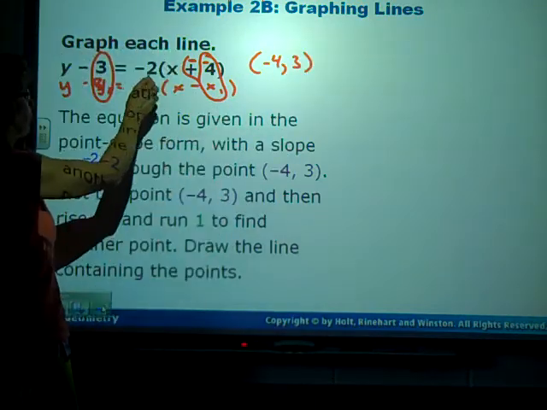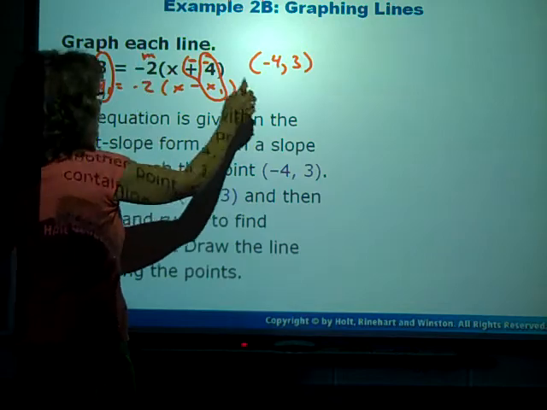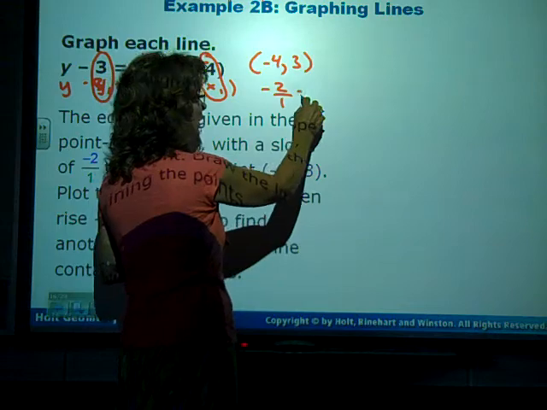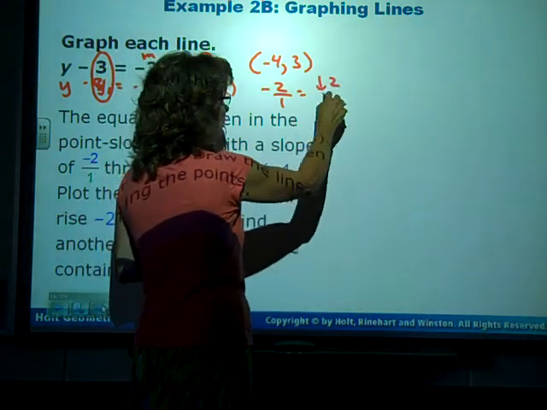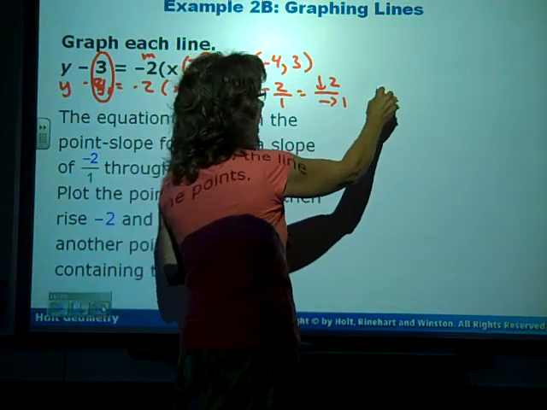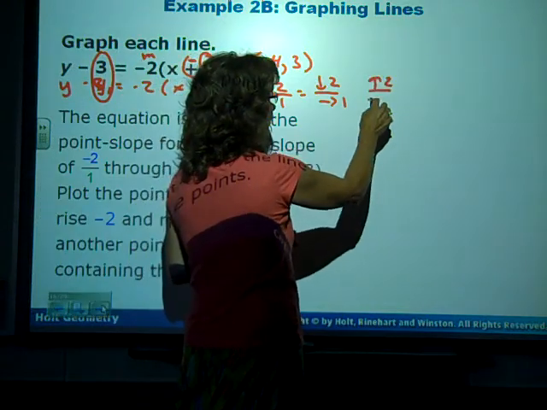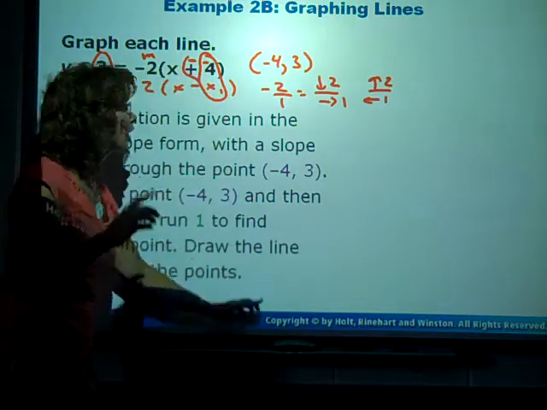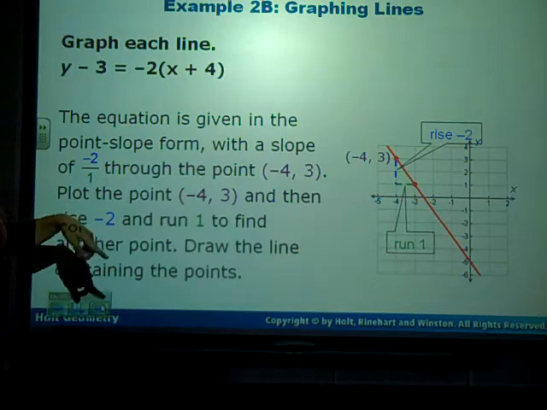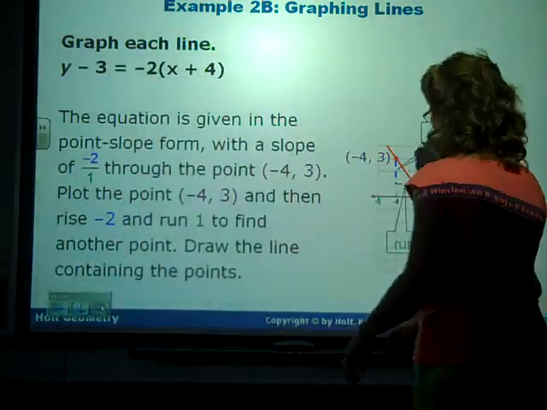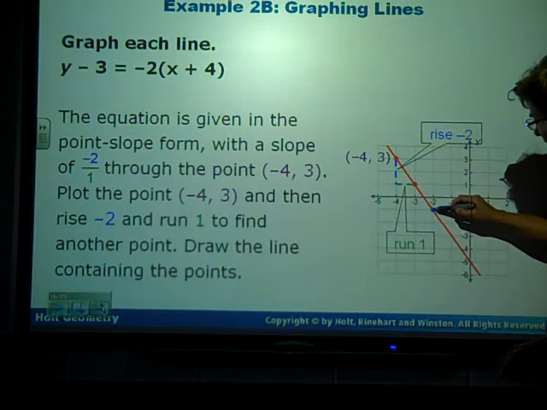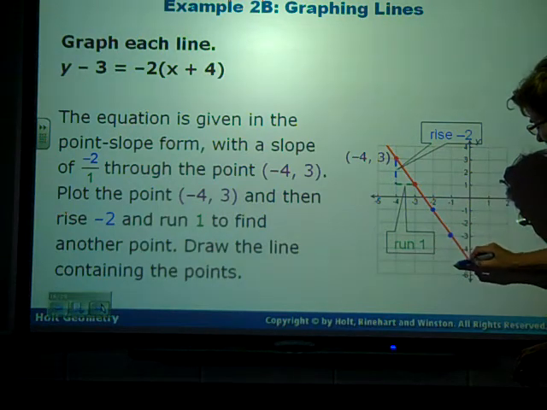That's my point. My slope is -2, which if I plot, I think of this as 2 over 1, so I'm going to go down 2 to the right 1. Or if I want to go the other way, if I want to go up 2, I've got to go to the left 1 from this point. So here's my point. Down 2 to the right 1, and again.